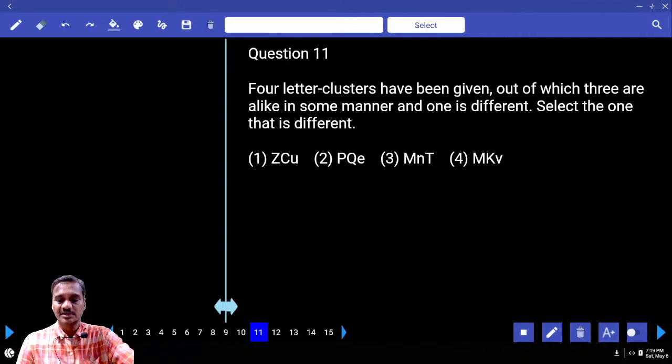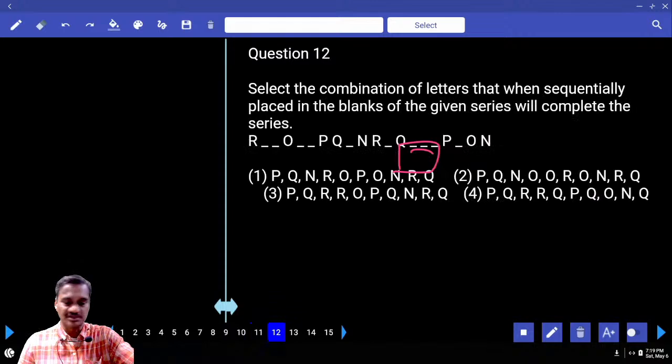First two letters capital, and the last letter is what? The last letter is a count. Now here, the first and the third letters are capital letters. Choice 3, question number 11.